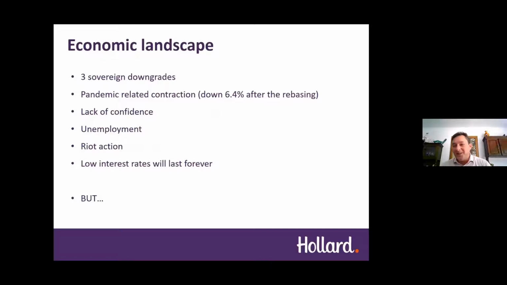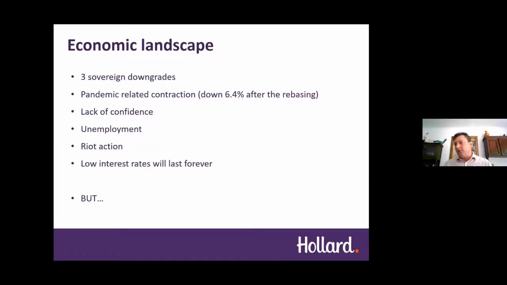Okay. The economic landscape in South Africa. This is just a summary of where we are, and certainly a summary of where we've been since we launched in 2016. The country's been exposed to 3 sovereign downgrades, and obviously the contraction in the economy. So we went down 6.4%. That was the contraction in the gross domestic product, the GDP of the country, during the second quarter last year. And the terrifying thing is that was after they rebased the GDP.